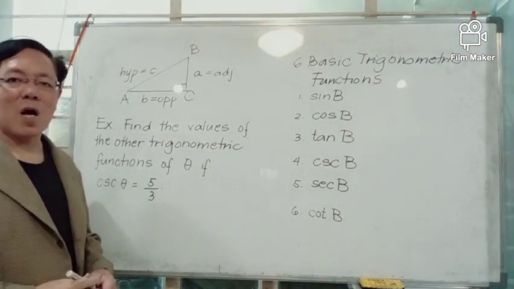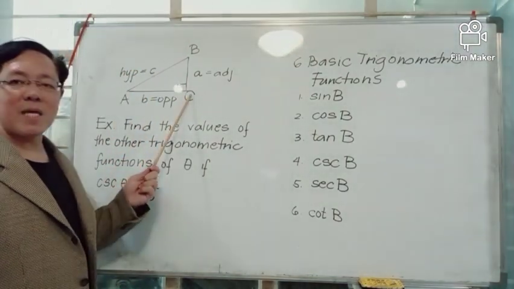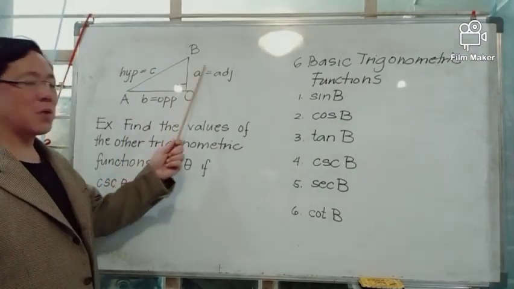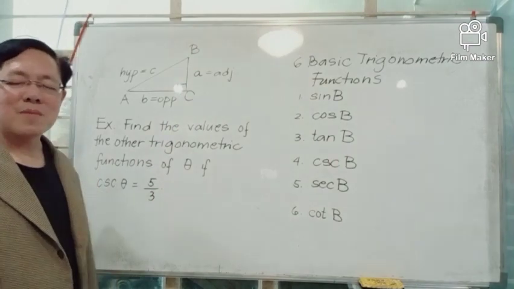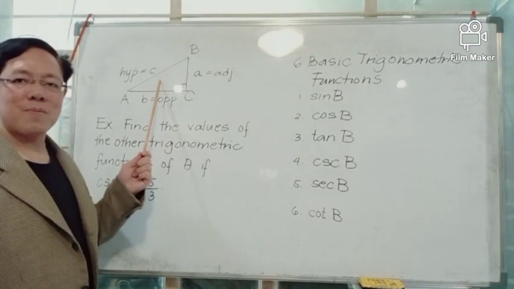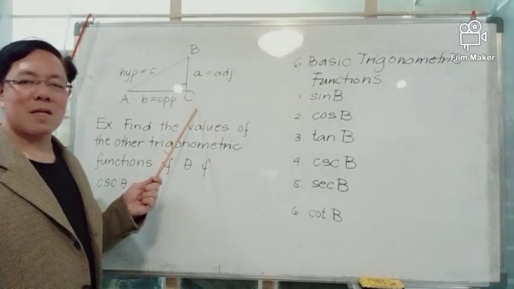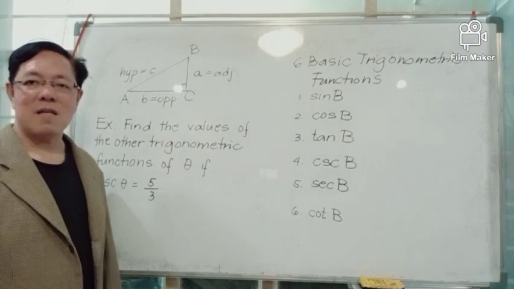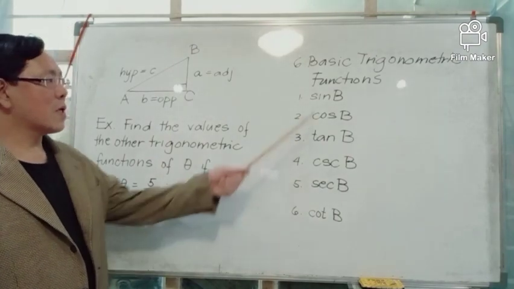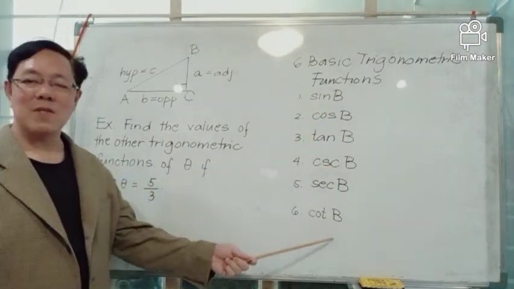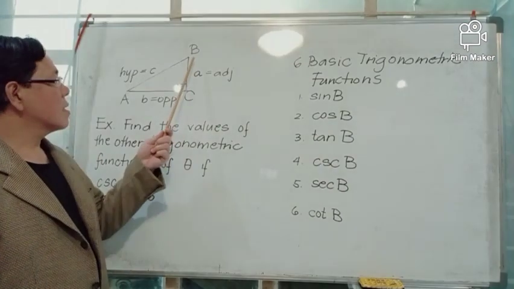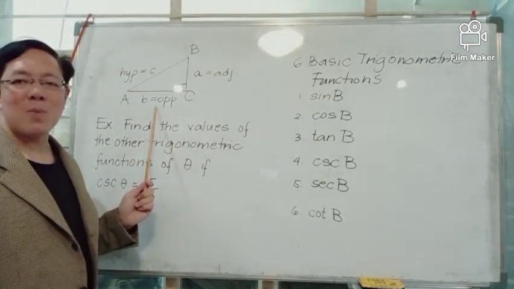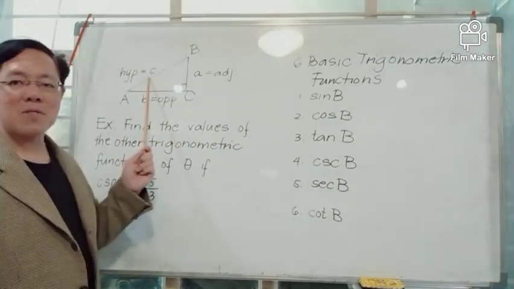It is the side opposite the right angle of the right triangle. Again, regardless of which acute angle you are considering, the hypotenuse remains the same. It is the side opposite the right angle. It is only the adjacent and the opposite sides that will change. For the 6 trigonometric functions of the acute angle B, the adjacent side is small a, opposite side is small b, hypotenuse is small c.